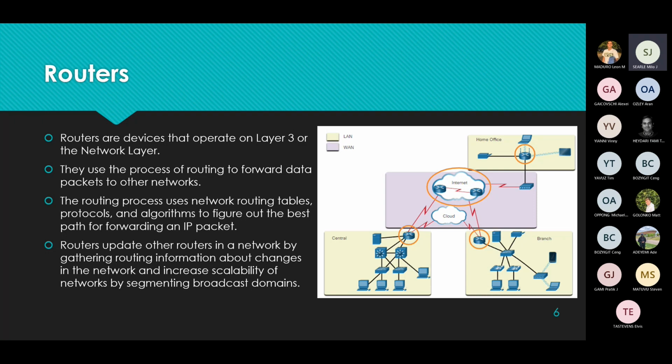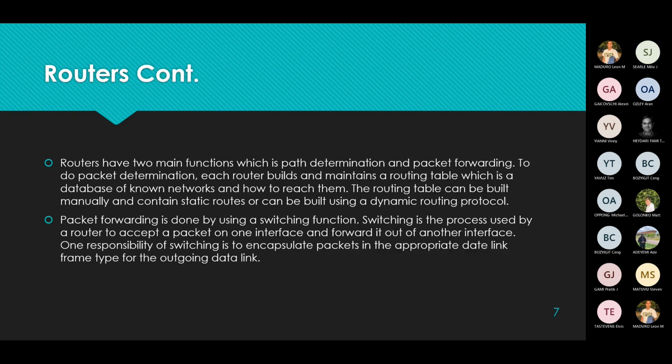Routers. Routers are devices that operate on layer 3 or the network layer. They use the process of routing to forward data packets to other networks. The routing process uses network routing tables, protocols, and algorithms to figure out the best path for forwarding an IP packet. Routers update other routers in a network by gathering routing information about changes in the network and increase scalability of networks by segmenting broadcast domains. And the figure to the right shows how routers work, or where the routers are in the network.